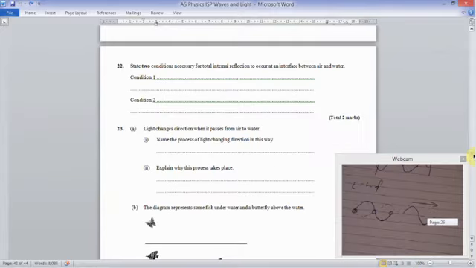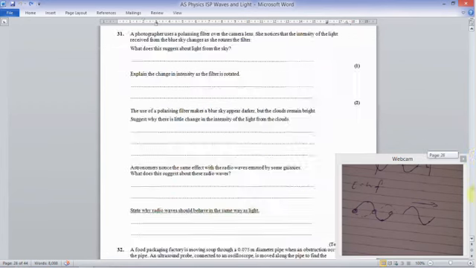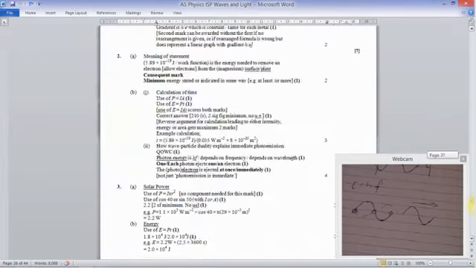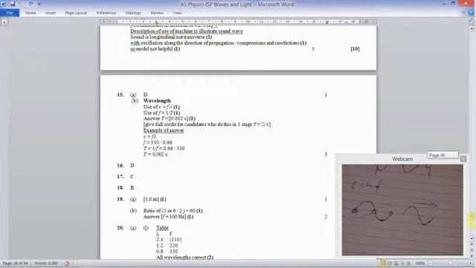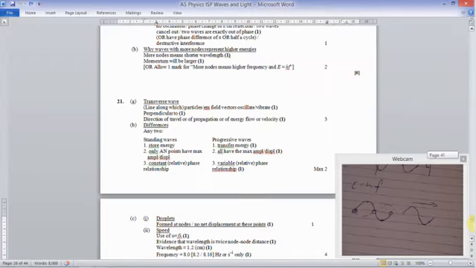So next one. State two conditions necessary for total internal reflection to occur at the interface between air and water. Well, the one that we always know about is the critical angle and its relationship to the angle of incidence. But there's also another one. You've got to remember about the direction, going from less dense to more dense. This is one thing that I stressed in class, the fact that we've got to be talking about the right direction in terms of density. So they're always the two things they talk about for that.